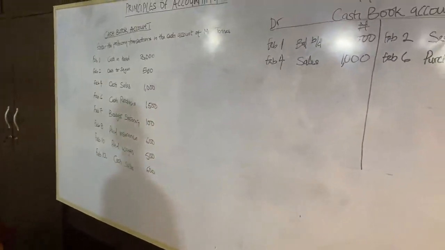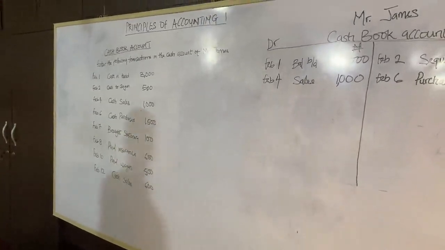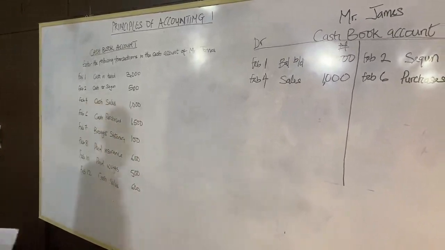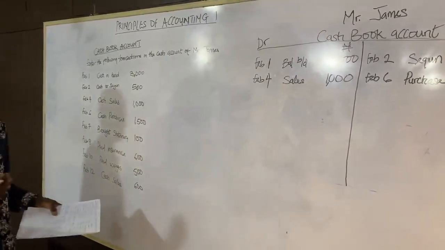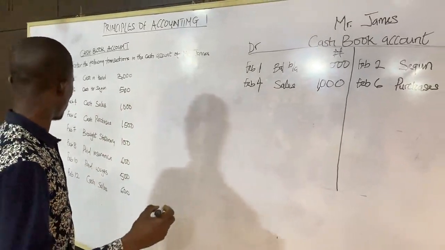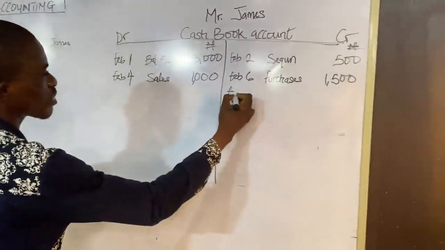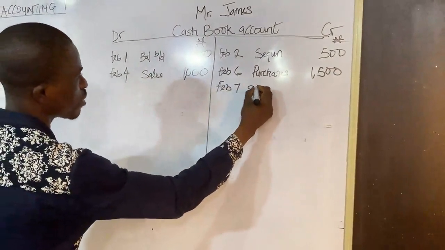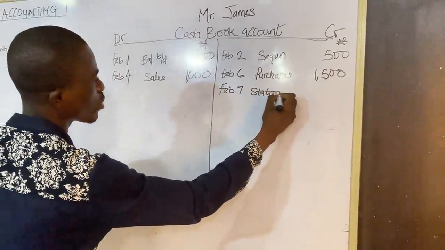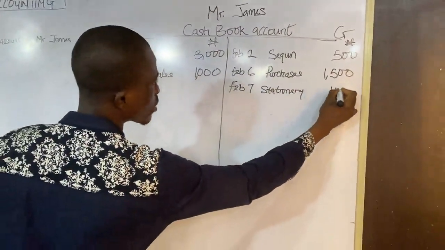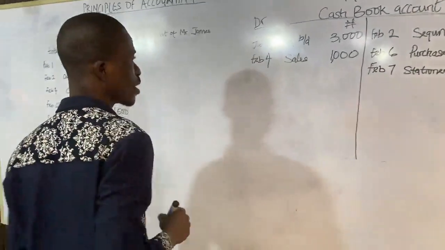February 7, bought stationery. If you buy stationery, your stationery is increasing, while your cash, the amount you used to buy it, will reduce. Since your cash is reducing, you come to the credit side of the cash account. February 7, stationery you bought is 100 naira.